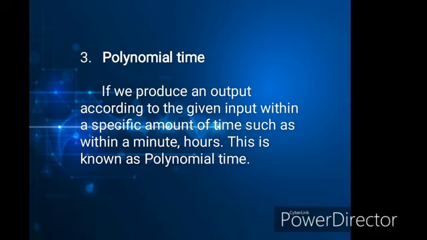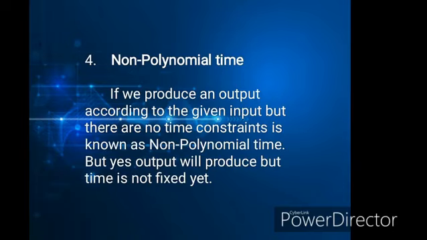The third one is polynomial time. If we produce an output according to the given input within a specific amount of time, such as within a minute or hours, this is known as polynomial time. The next one is non-polynomial time. If we produce an output according to the given input but there are no time constraints, it is known as non-polynomial time. But yes, output will be produced but time is not fixed yet.